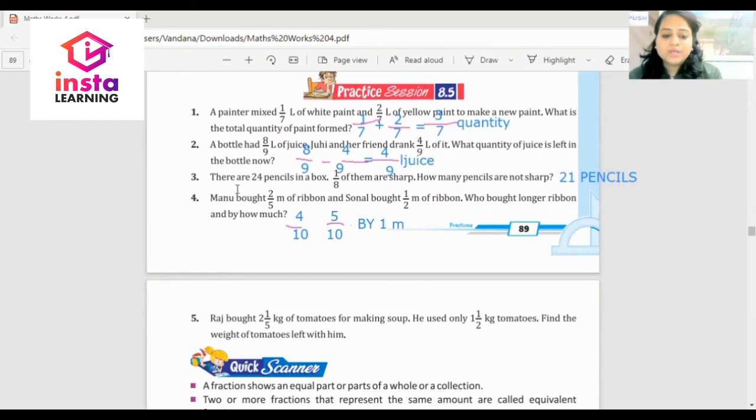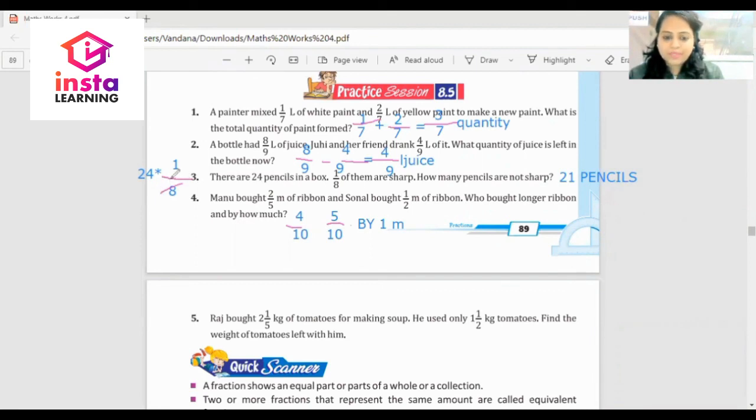Okay. Now question number 3. There are 24 pencils in a box. 1 upon 8 of them are sharp. How many pencils are not sharp? So students, you can solve here your sums: 24 multiplied by 1 upon 8. So write number 1 here and 8 at the bottom. Now it's your fraction. So 8 threes are 24, it's your 24 pencils in a box.